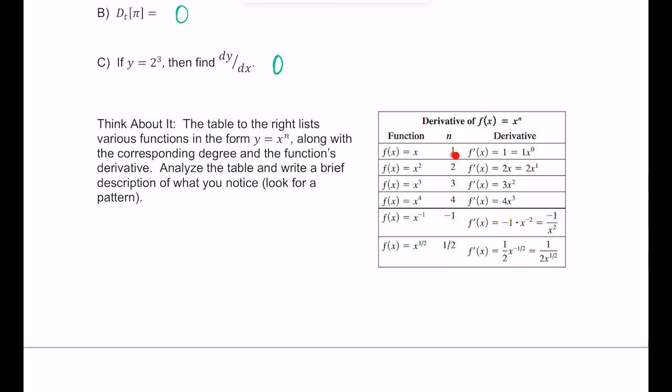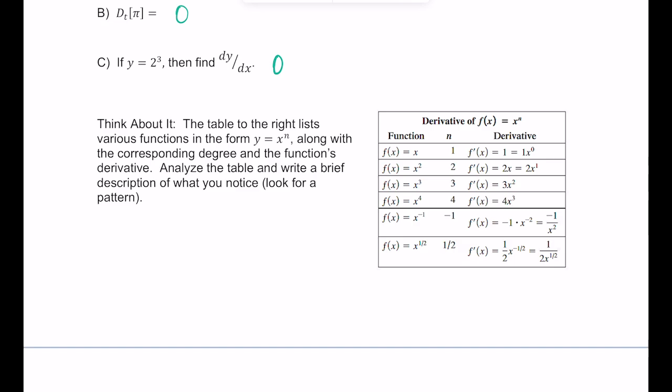So I'm going to multiply 1 times the coefficient, which is just 1. And then I'm going to subtract 1 from the power. 1 minus 1 is 0. So you get 1 x to the 0, and x to the 0 is just 1, so 1 times 1 is 1. For f of x equals x squared, you've got 2 times 1, which is 2, and then take 1 away, you get 2x to the first. For x cubed, it's 3 times 1 is 3, and then 3 minus 1 is 2, so you get 3x squared. For x to the fourth, it's 4 times 1 is 4, take 1 away, you get 4x to the third.